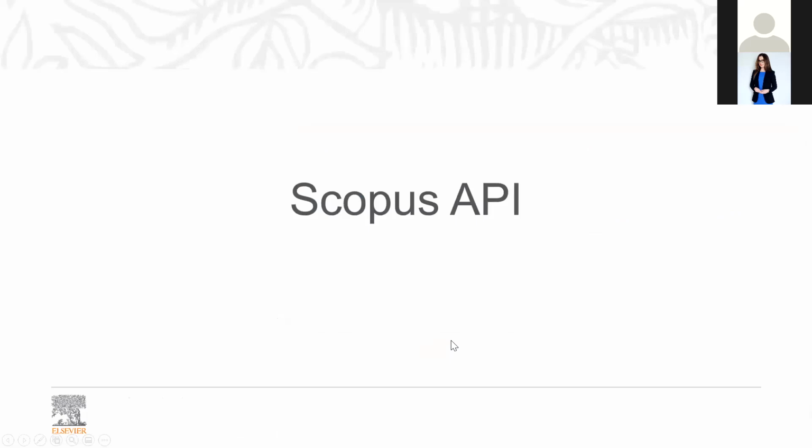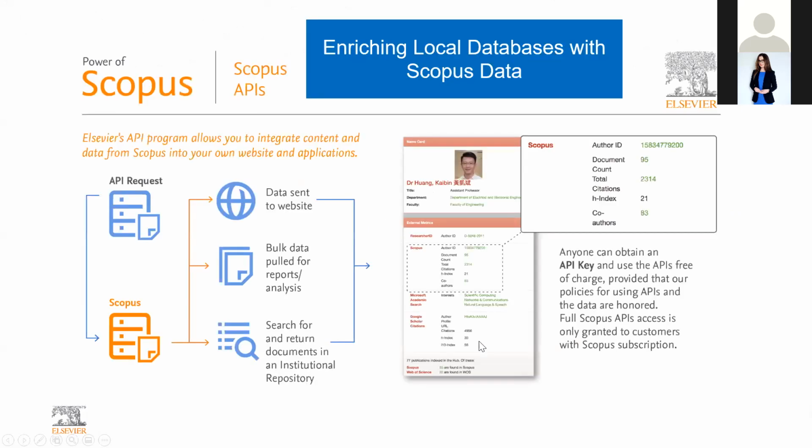And at the end, I left one more thing, which is the Scopus API. I told you a little bit, but I think this is another way of really expanding and making sure that you do effective work, especially in the libraries, especially when you are using some internal systems in the university. So the Elsevier API program allows you to integrate content and data from Scopus into your own website and application. Also, the Scopus APIs are part of the subscription. So if you are a subscriber to Scopus, then absolutely for free, you are getting all the possibilities that are connected with the Scopus API.